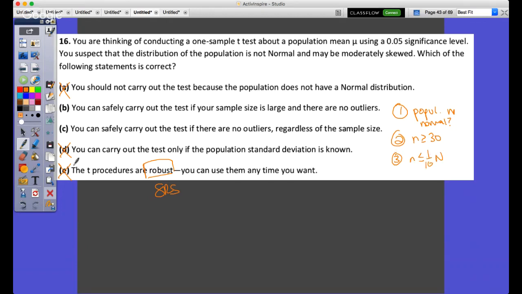Oh, I'm sorry. I was thinking of something different. This is the skewness, right? So no major skew and no major outliers. Okay. I don't like B.